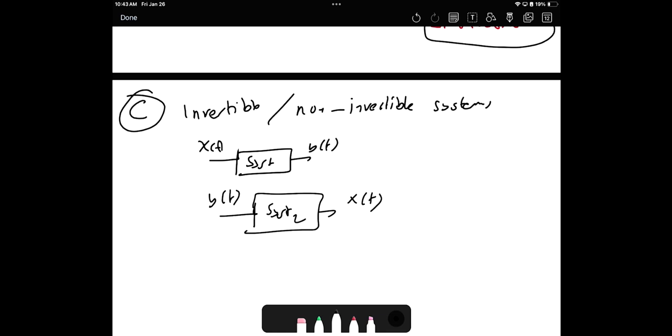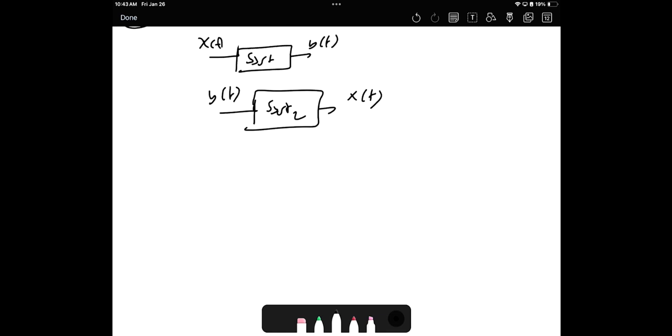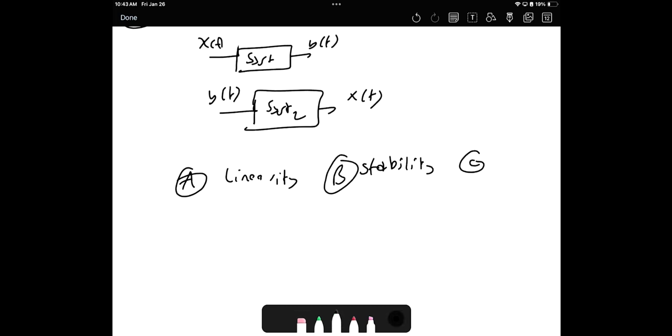Okay? So we have three properties that we discussed now, which are linearity, stability, and invertible.